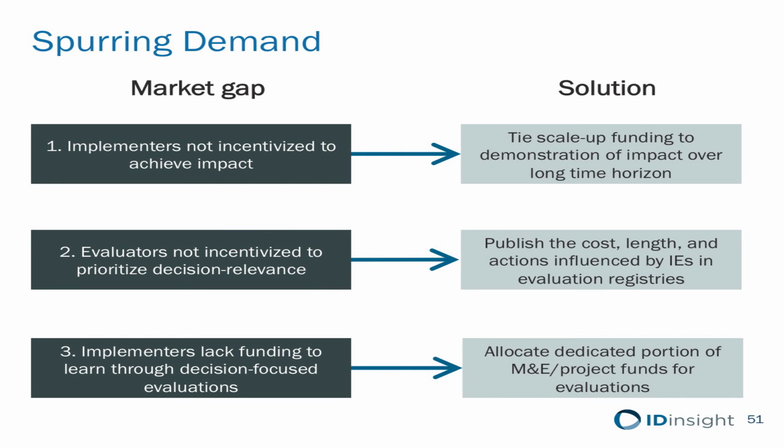The second is that evaluators are not incentivized to prioritize decision relevance. One idea, again, not very optimistic about how much this will change things, but we should start publishing the cost, length, and actions influenced by impact evaluations in the 3IE registries and in other registries. And then last is implementers lack funding to learn through decision-focused evaluations. And again, there's a lot of work, I think, being done to make sure that there is some budget allocated for internal learning, monitoring, and evaluation.